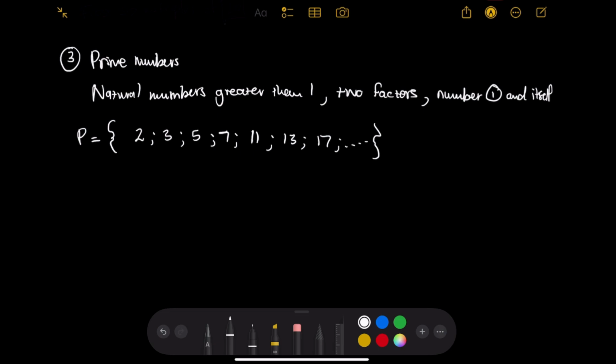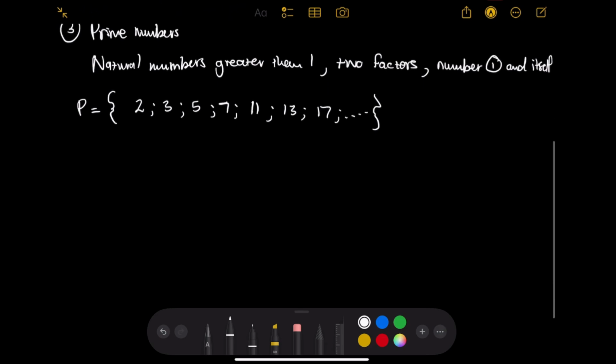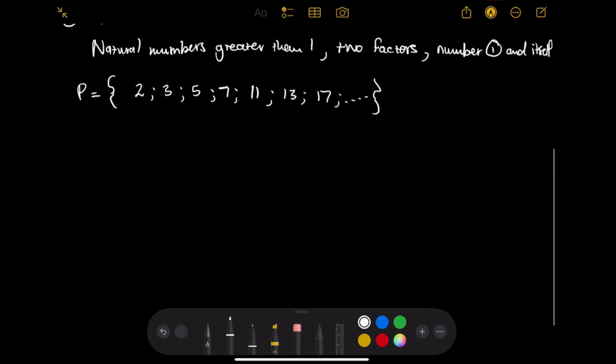But what's common between 2, 3, 5, 7, 11 is that if I take any of these numbers, the only numbers that can give me these specific numbers are 1 and itself. If I want something to be multiplied together to give me the number 2, I only have 1 times 2 is 2. 1 times 3 gives me 3.